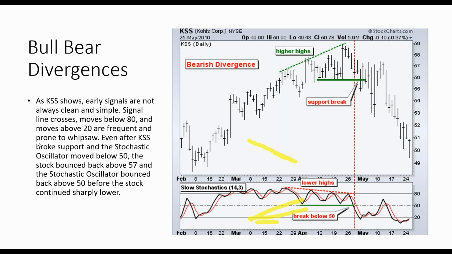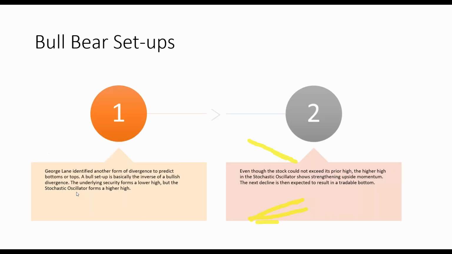So remember, early signals are not always clean and simple. Signal line crosses, moves below 80 and moves above 20 are frequent and prone to whipsaw. Even after this asset here broke support and the stochastic oscillator moved below 50 and the stock bounced below 57, the oscillator bounced back above 50 before the stock continued to shape lower.